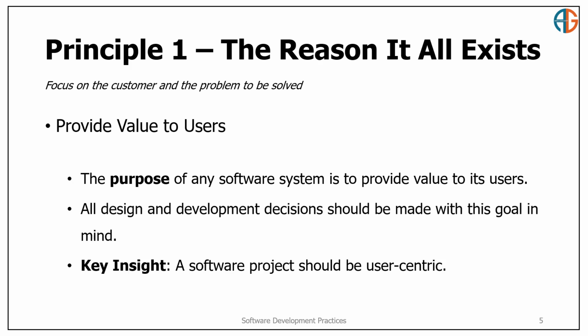Everything from feature design to the smallest bug fix should align with the goal of making the user's experience better. Take a banking app, for instance. Users are primarily concerned with security, ease of use, and fast transactions. If a feature doesn't improve those aspects, it's not adding value. This focus ensures that your project stays on track and delivers what matters.